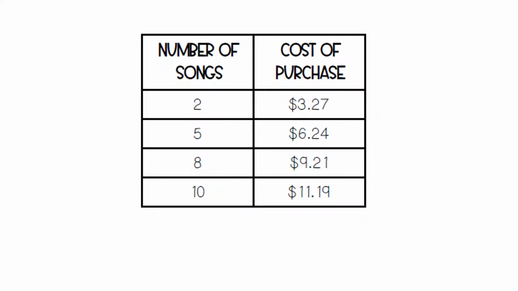So for this problem, we're talking about number of songs, which is x, and the cost of purchase, which is y. If they're never labeled for you, you can just label the first column x and the second column y. So looking at this, we are going up: 2 to 5 is going up 3, 5 to 8 is going up 3, 8 to 10, up 3. We're going up 3 each time.